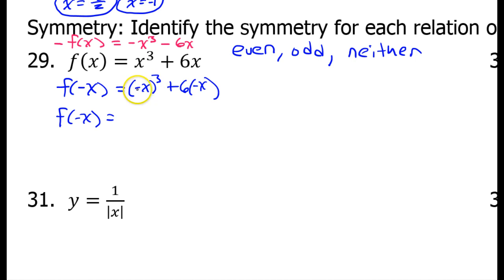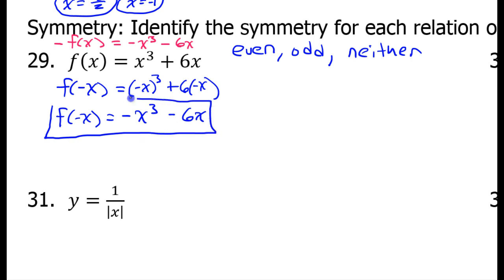When you raise something negative to an odd power, the negative does not go away. So this will be negative x to the third power. A positive times a negative is a negative, so negative 6x. Okay, so we have our three versions of the function now.